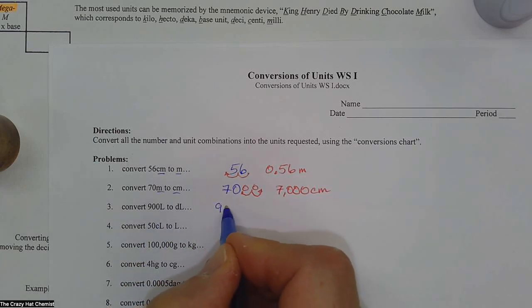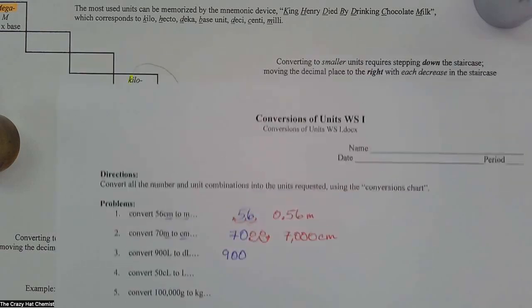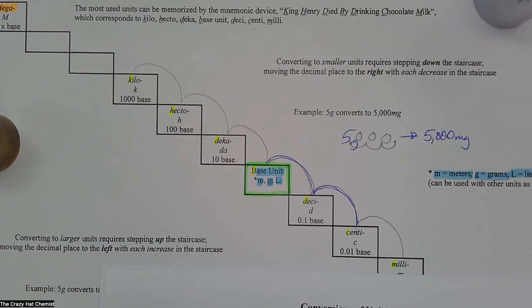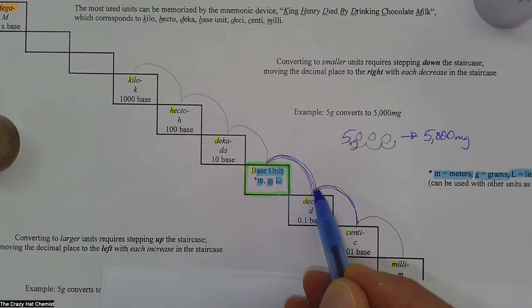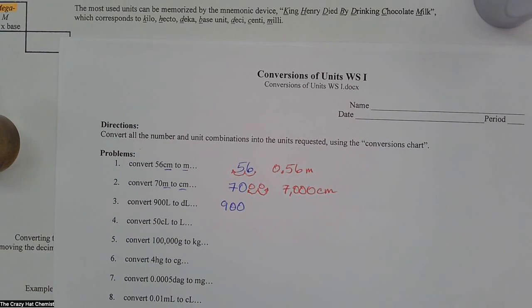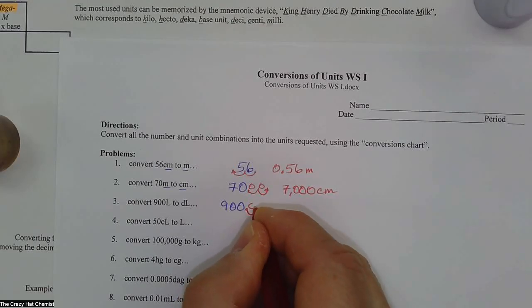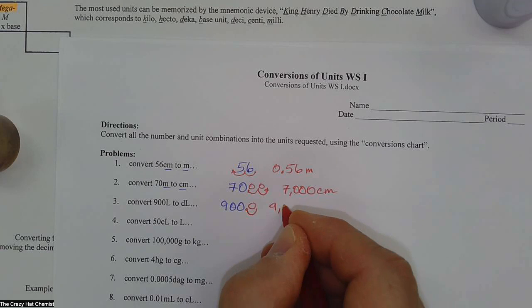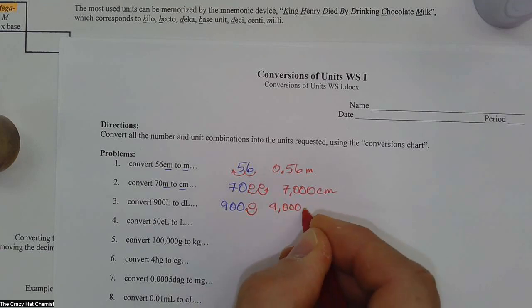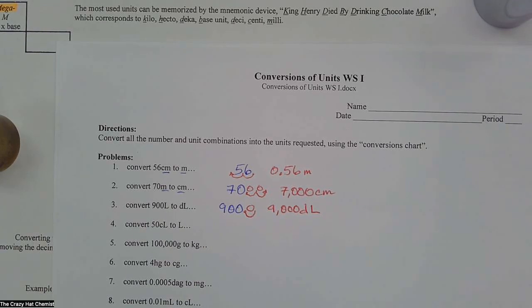That is going to be 900 liters. We're going to convert that to deciliters. So 900 liters, that's our base unit, and we're going to convert it to deciliters. We're going to take this and move it 1 step down to the right. 1 step down to the right. There's our decimal. 1 step down to the right. And then there we go. So now we will have 9,000 deciliters. Okay, perfect. You guys are following along just fine here.